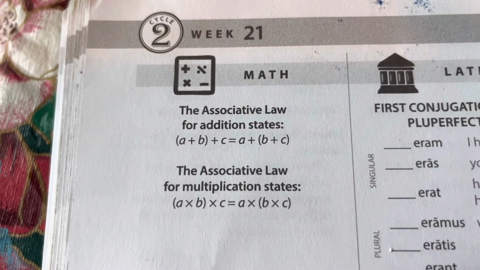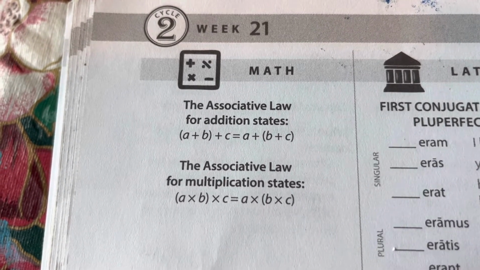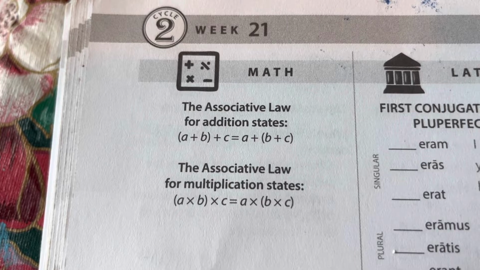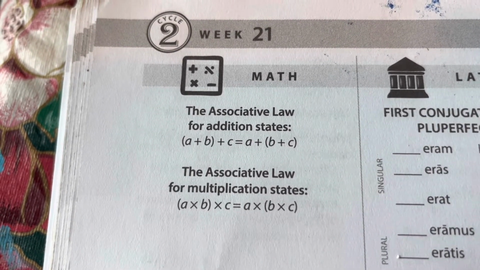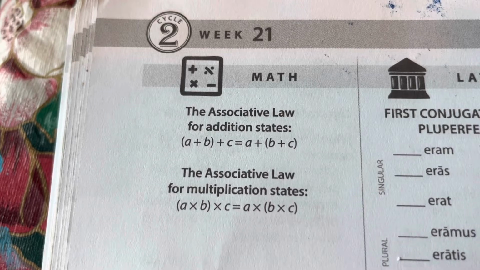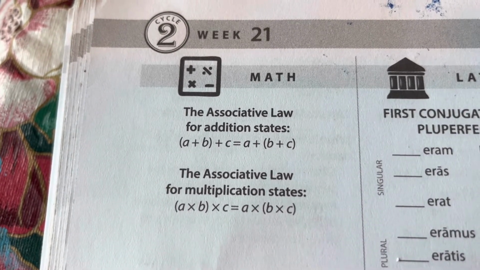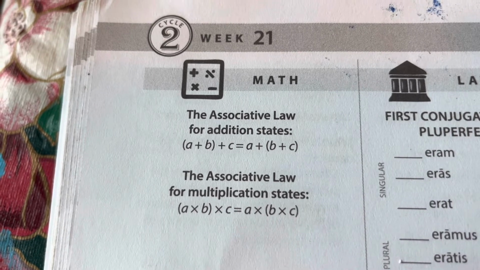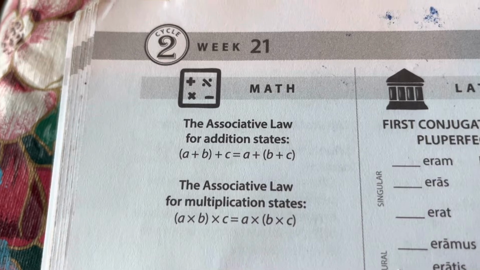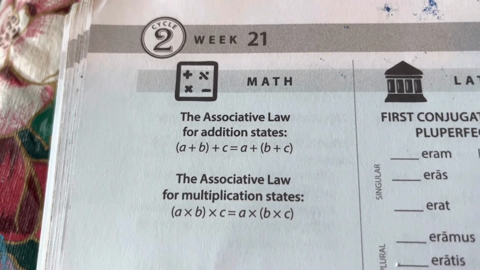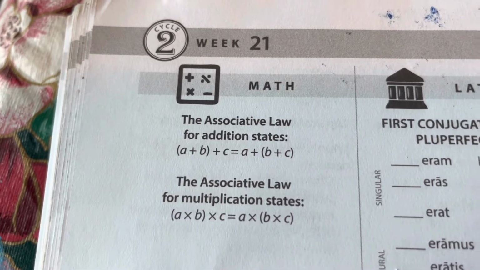Math. Associative law for addition states, (a + b) + c = a + (b + c). Associative law for multiplication states, (a × b) × c = a × (b × c). We're going to chant that, and when we get to the parentheses, we're going to clap, okay?